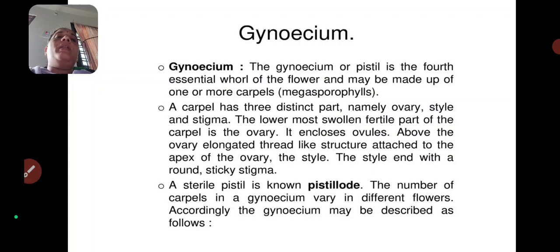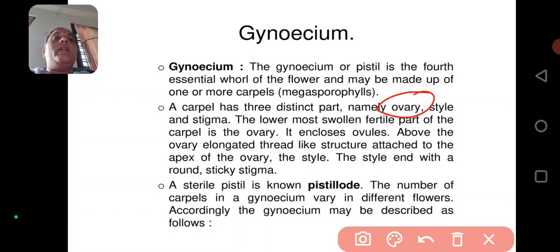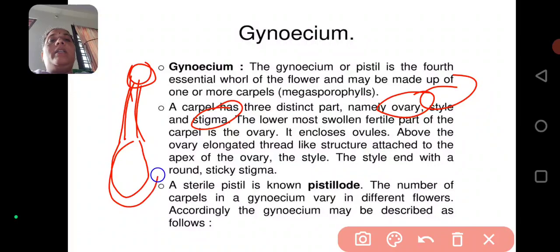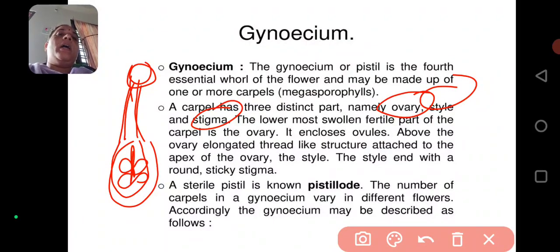A carpel has three distinct parts. We already know that they are ovary, style and stigma. This is the ovary, this is the style and this is the stigma. In the ovary, ovules are present like this. So this is a carpel. A carpel has three distinct parts: ovary, style and stigma.